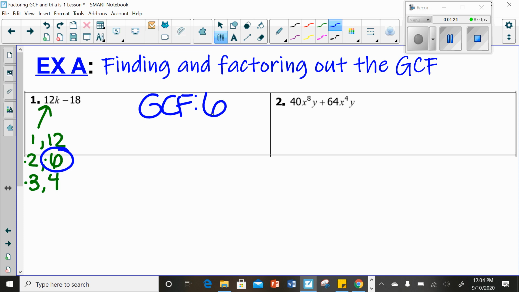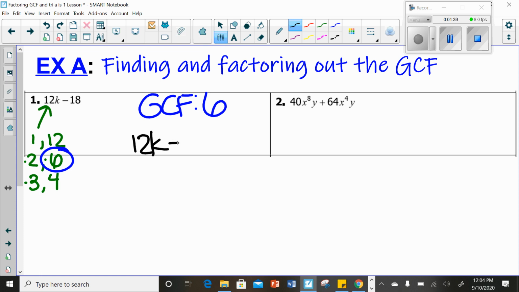The next thing we want to look at is our variable. So we have a K in one of our terms, but we don't have it in each term. So it's not going to be a common factor because we don't have it in both. So our GCF for this problem is just going to be 6.